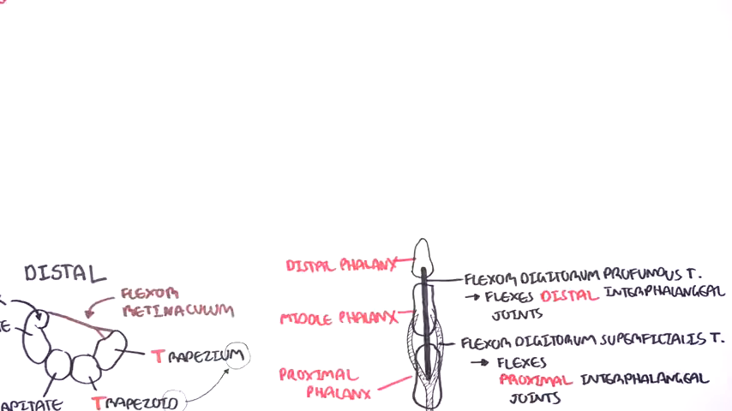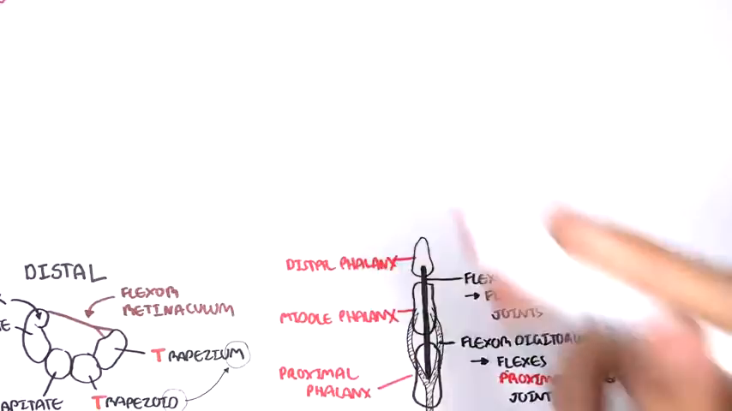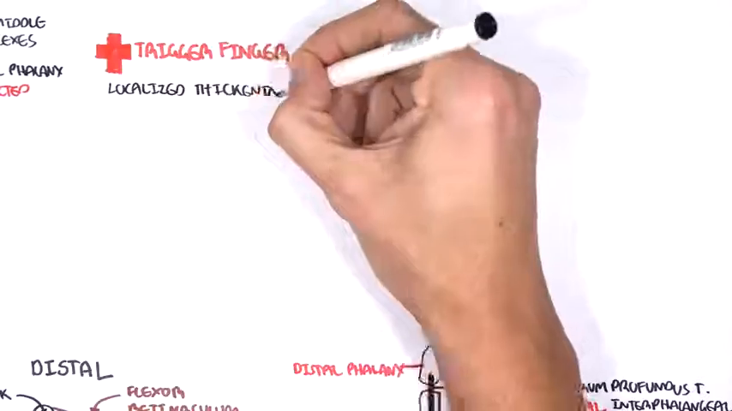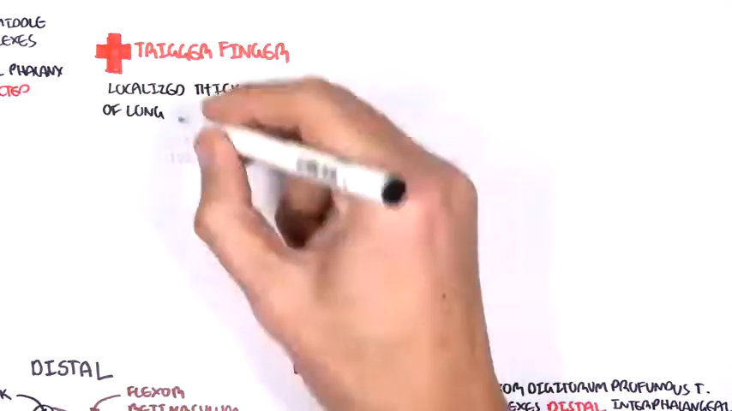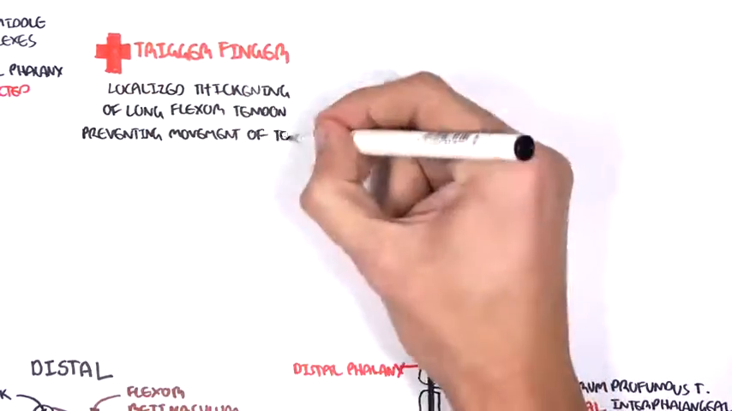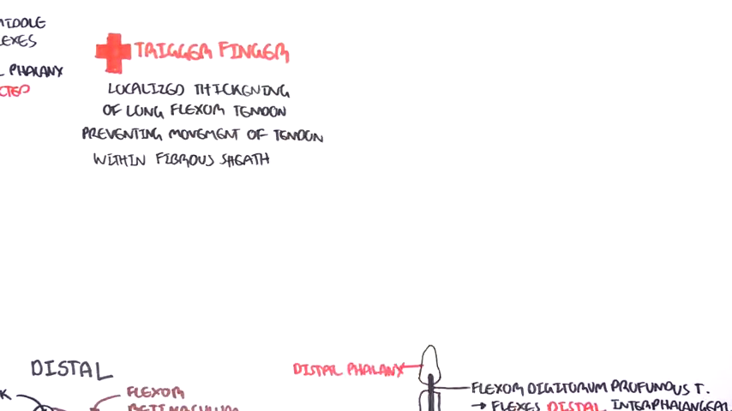Alright, some clinical anatomy. Trigger finger is a condition where there is localized thickening of long flexor tendons, which then prevent movement of the tendon within the fibrous sheath. So just think about it as part of the flexor tendon thickening, creating a lump which prevents movement of the finger.